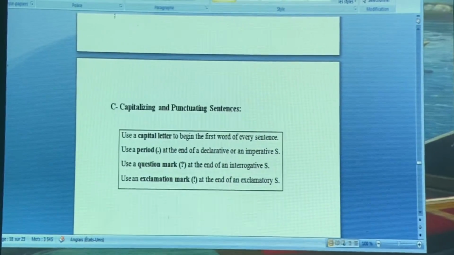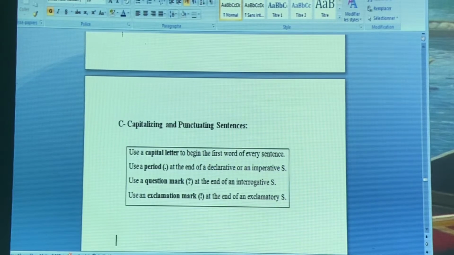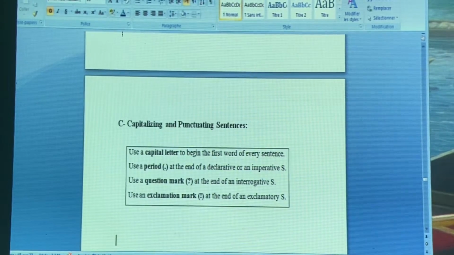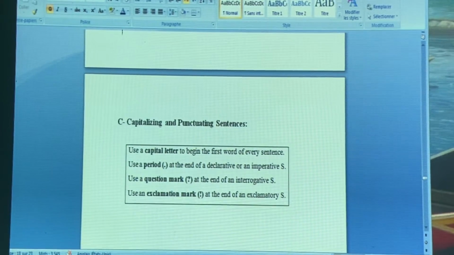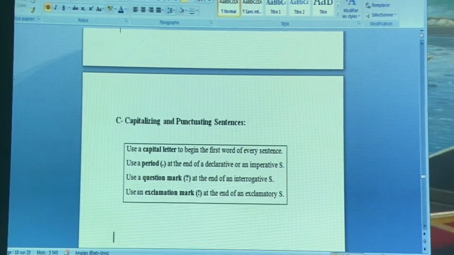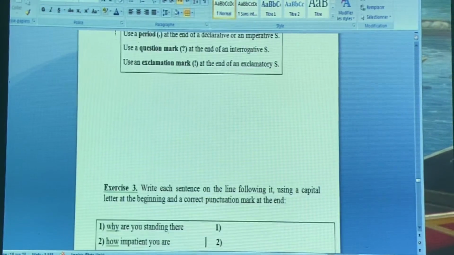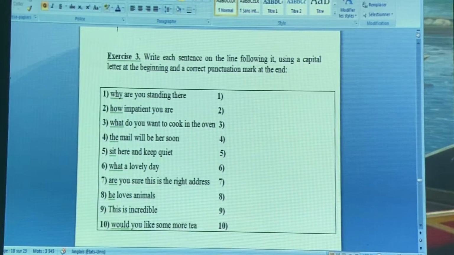Capitalizing and punctuating sentences. Use a capital letter to begin the first word of every sentence. Use a period at the end of a declarative or an imperative sentence. Use a question mark at the end of an interrogative sentence. Use an exclamation mark at the end of an exclamatory sentence. Let's punctuate correctly. Exercise 3.